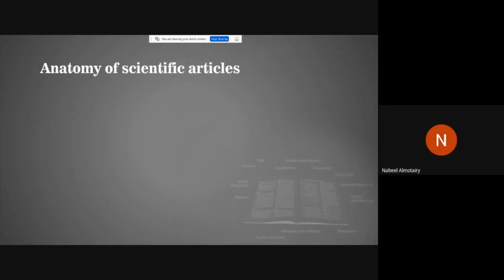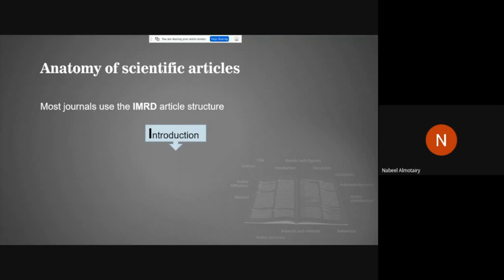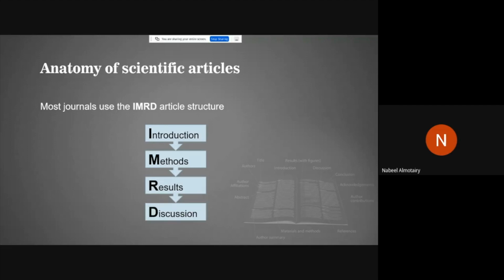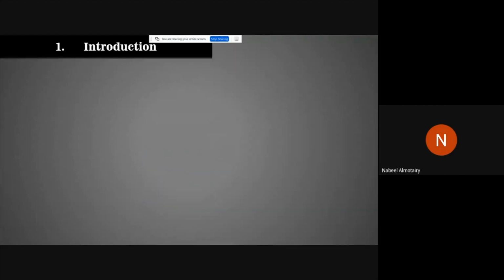Okay, as we said at the beginning, scientific articles follow the IMRD structure. The I refers to the introduction, the M refers to the materials and methods, the R refers to the results section, and finally the D refers to the discussion section.